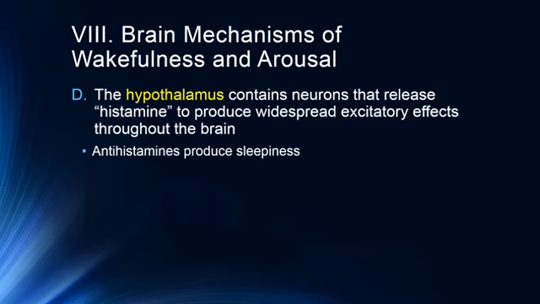The hypothalamus contains neurons that release histamine to produce widespread excitatory effects throughout the brain. This is the reason why antihistamines oftentimes produce sleepiness, depending on which histamines they affect. Newer antihistamines have gotten much better at narrowing the range of histamines that they affect, and as a result do not induce as much drowsiness.